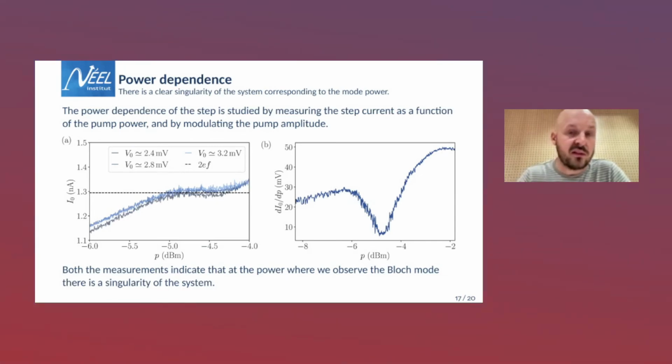We pushed this analysis one step further. Instead of just measuring the current versus power, we used the lock-in amplifier to measure dI/dP, and you see that this goes down to 0. The derivative, if you want, is 0 at -5 dBm. So this gave us a strong confidence that what we are observing are probably dual Shapiro steps.